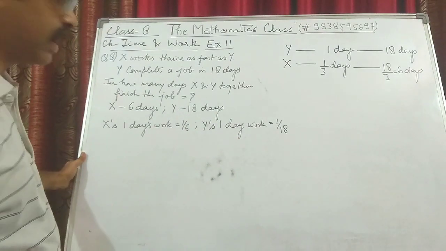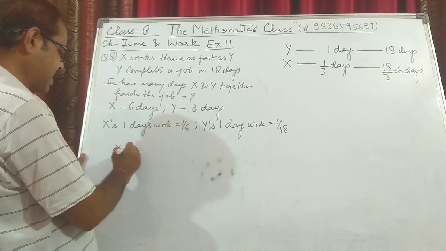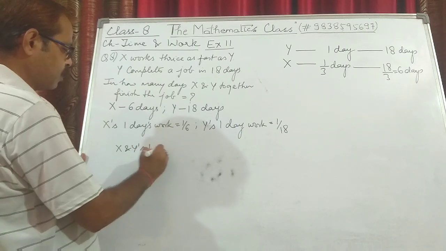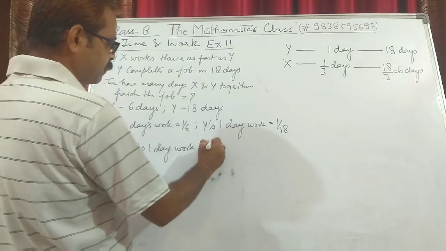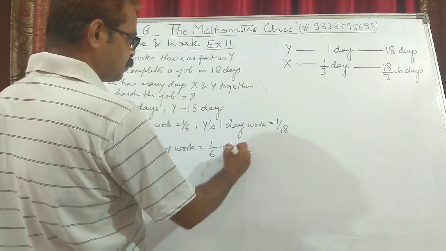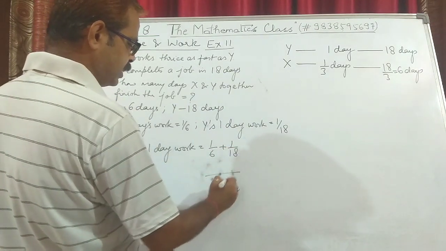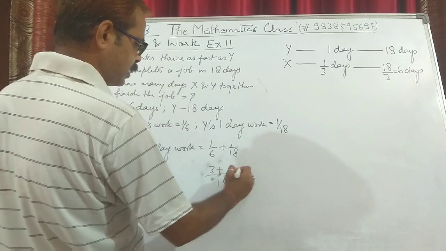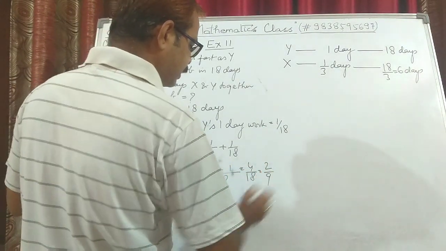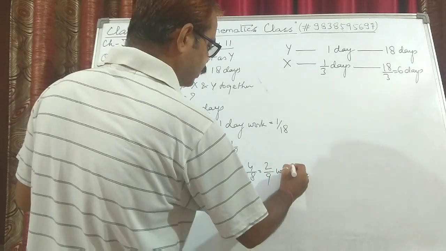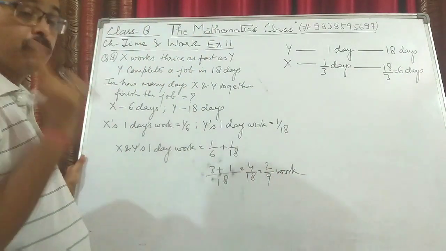Now when we have to find both, so x and y's 1 day work will be 1 upon 6 plus 1 upon 18. LCM will be 18. 6 3s are 18, and 1, so 4 upon 18. That is 2 2s are 4, 2 9s are 18. So 2 upon 9 amount of work will be done by them in 1 day.